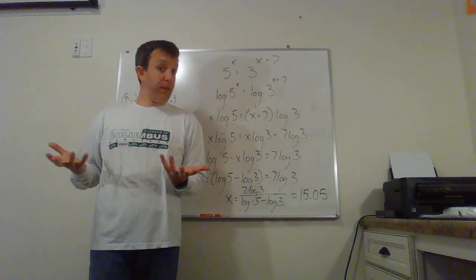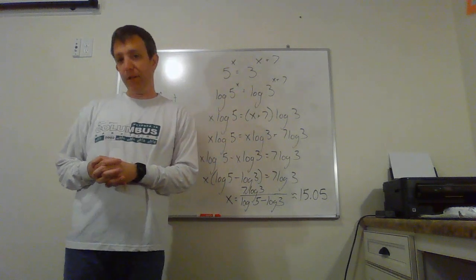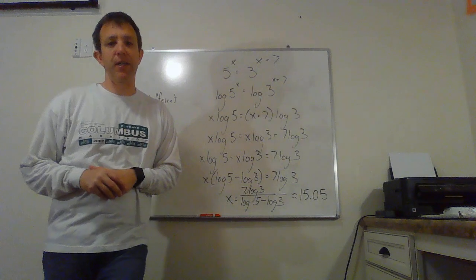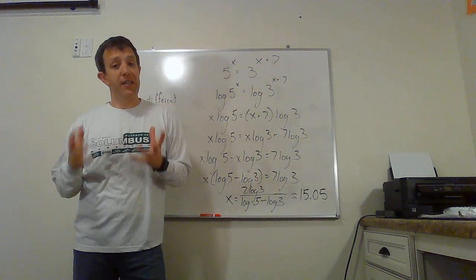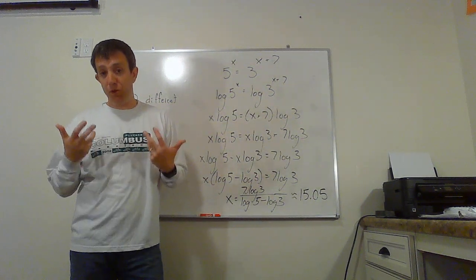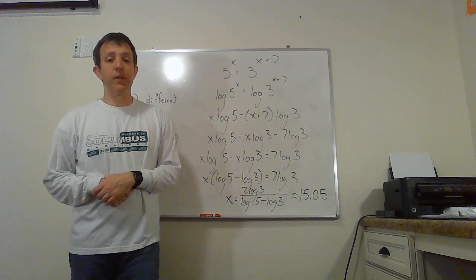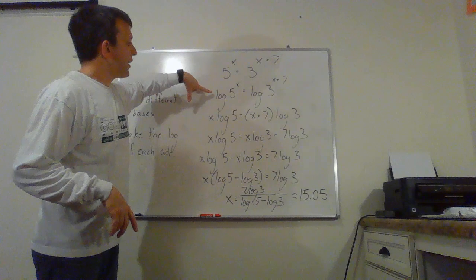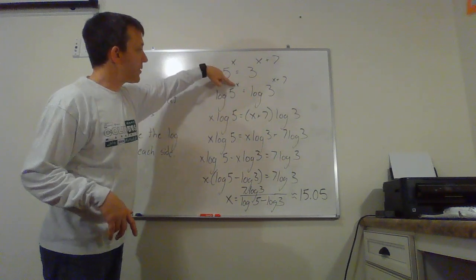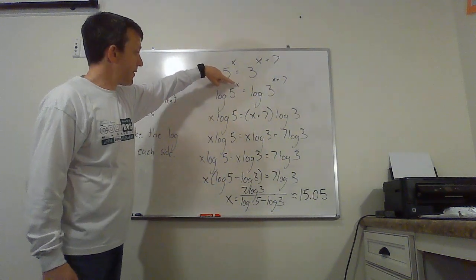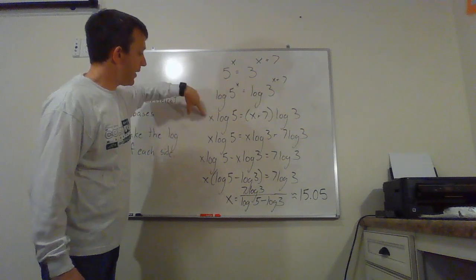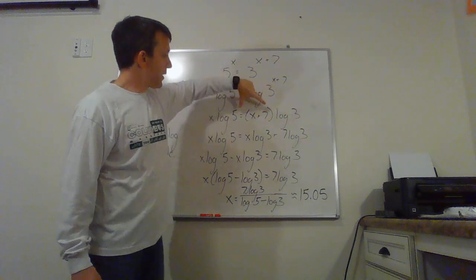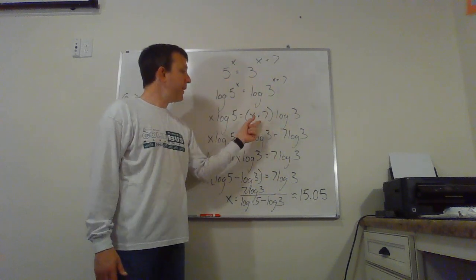Okay, and so I like base 10 and I like the natural log base e because they are buttons on my calculator. And honestly, it doesn't make any difference which base you choose. You should get the same answer as long as you do everything else right. So let's see where I go from here. Now that I've taken the log of both sides, I'm allowed to use the property that says I can drop an exponent down. So I have x log 5, and then I have x plus 7 log 3, but be careful.